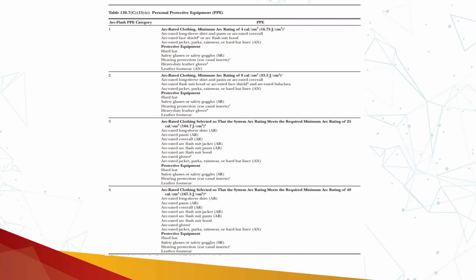Okay, and if you see PPE category 2, then it can provide you the minimum arc rating of 8 calories per centimeter square. PPE category 3 till 25 calories per centimeter square, and the PPE category 4 till 40 calories per centimeter square. Okay.